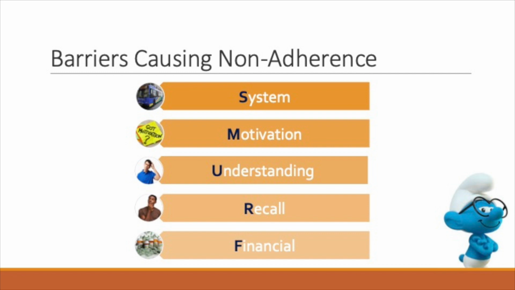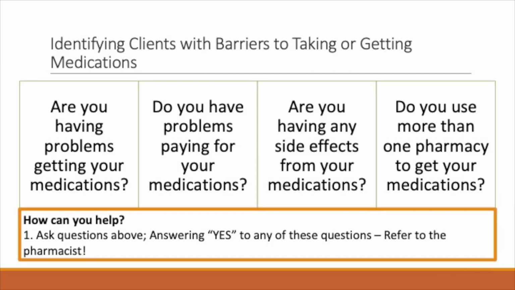So for recall, forgetting to take medications or needing to take medications multiple times during the day. And financial, so medications are too expensive or no prescription insurance. There are questions that you can ask to help identify clients with barriers to taking or getting their medications. So the first question assesses transportation. Are you having problems getting your medications? It can also assess financial too. Along with the second question, do you have problems paying for your medications, or are you having problems getting them?